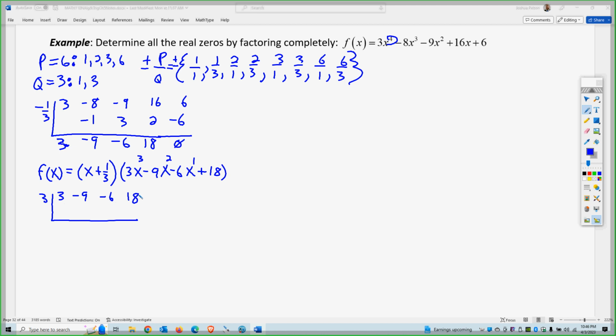Okay, so I'm going to add, and then multiply by 3, I get 9. I'm going to add, multiply by 3, I get 0. I'm going to add, then multiply by 3, I get negative 18. Oh, that worked. Perfect. All right, so f of x equals x plus 1/3, and then x minus 3 will give me 3. Then I'm left with 3x squared plus 0x minus 6.